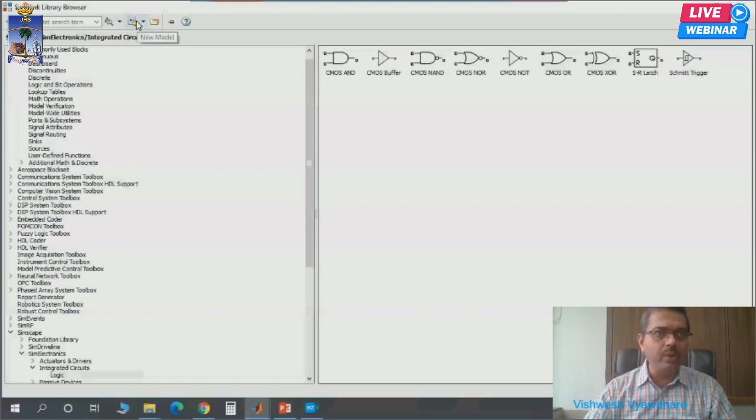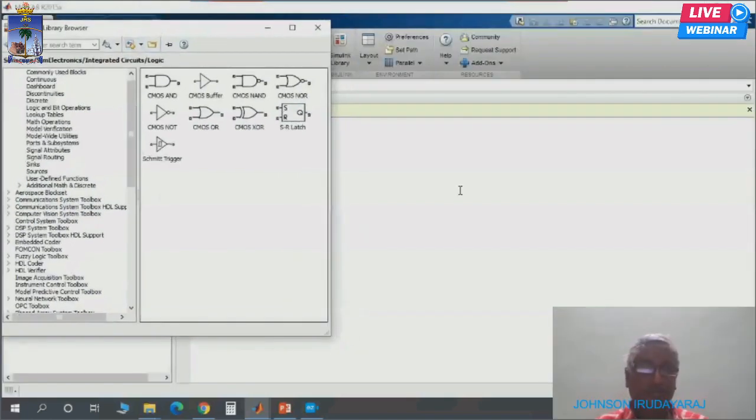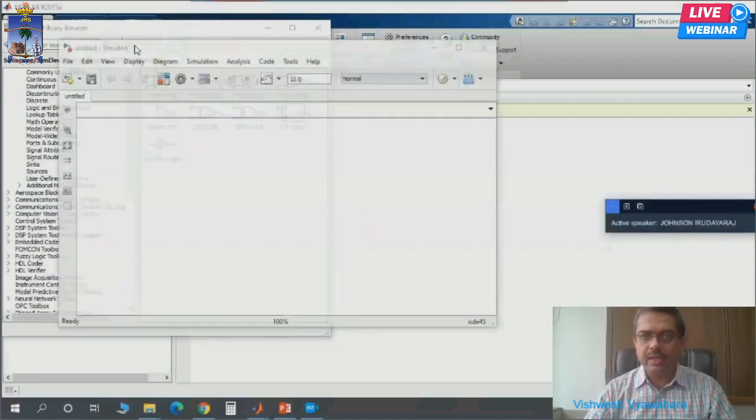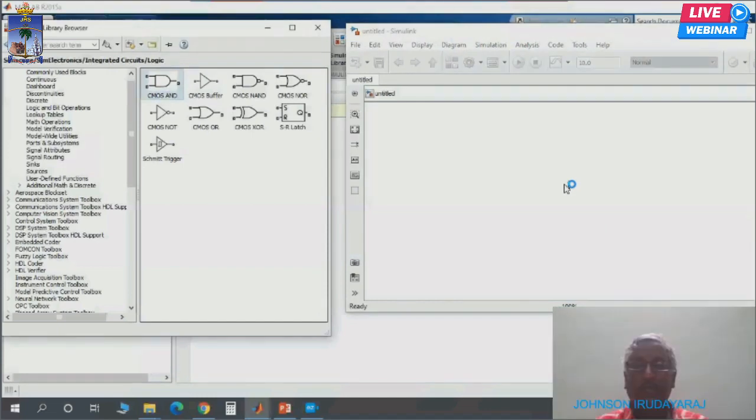How do you do the coding in this? You just drag a new model. I will show you quickly. You get an empty model, and let's say you want to use this CMOS AND. So you just copy it and you drag it here. It's that easy.